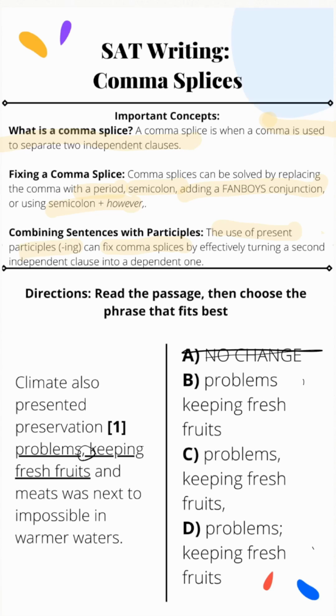Now, problems keeping fresh fruits doesn't make sense. Now we're getting rid of punctuation altogether. We're trying to make it one big sentence when we have two independent clauses on our hands, so that's not going to work. Now, problems, comma, keeping fresh fruits with another comma doesn't fix the issue either. We're still using a comma where we need to be using some sort of other punctuation. We look down at D and we see that we have problems, semicolon, keeping fresh fruits, and that's actually going to work out for us. We're using that semicolon to prevent the comma splice there and create two independent clauses.